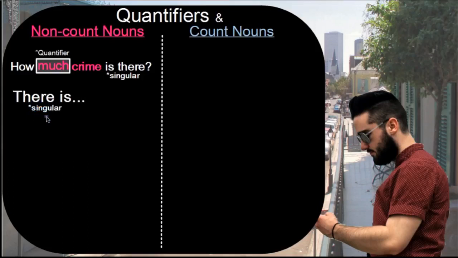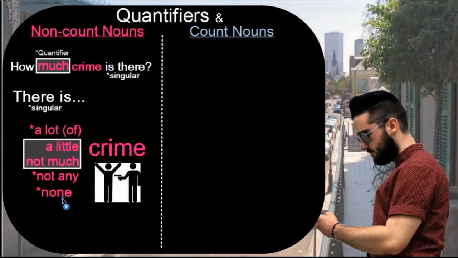When we answer the question, we use the singular form there is and the quantifier. For example, there is a lot of crime. Or there is a little crime. There is not much crime. There isn't any crime. But be careful with none. When we use none, we do not use the noun. For example, how much crime is there? There is none. We do not use the noun, only the quantifier none.